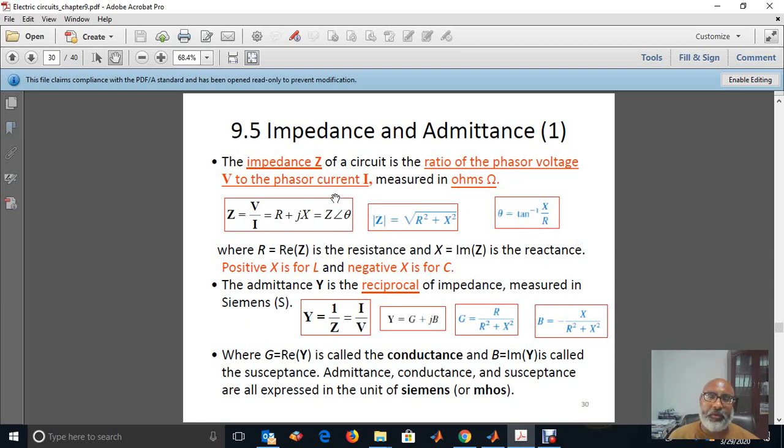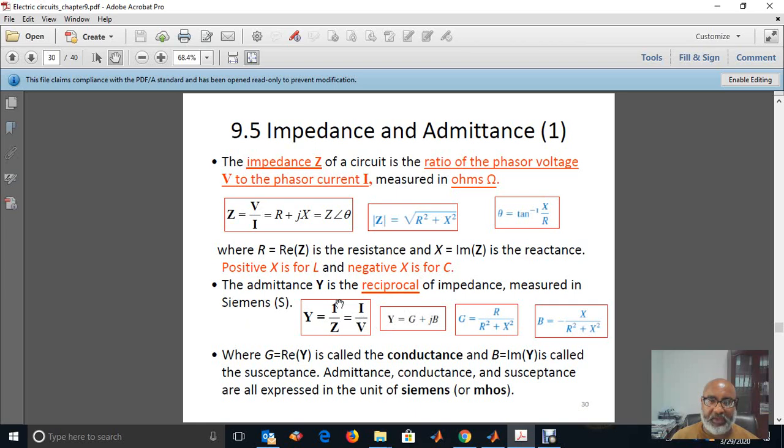If we have a purely inductor element, then it will be jX. There is no R. So X will be omega L, for example. If it is a capacitor, it will be minus j over omega C, so X will be minus 1 over omega C. So R here is the real part of Z and X is the imaginary part of Z.